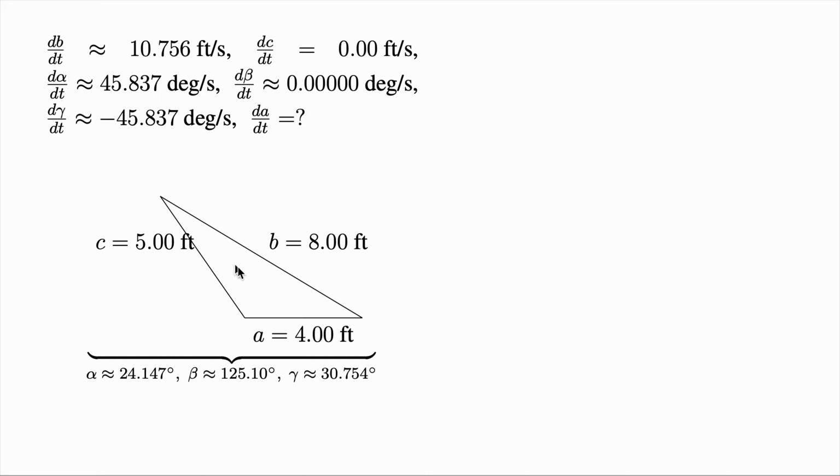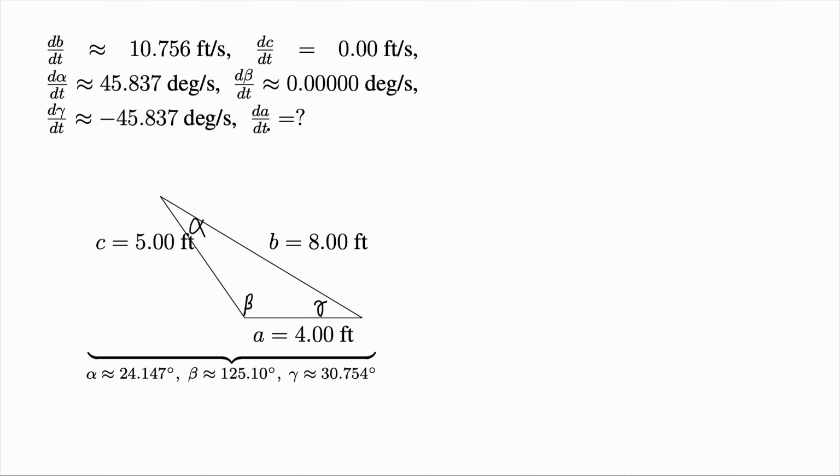The angles in this triangle are labeled as such. Beta will be opposite B, gamma will be opposite C, and alpha will be opposite A. So we know that beta and C are not changing, but A can change, maybe. We're trying to figure out how it's changing at a particular moment in time.